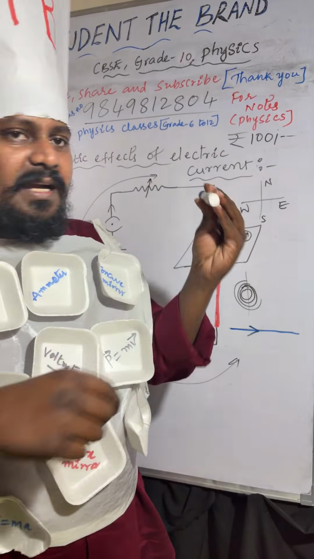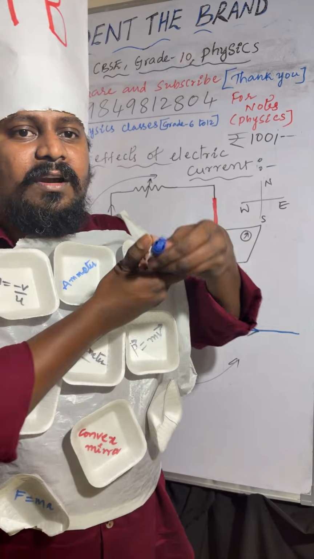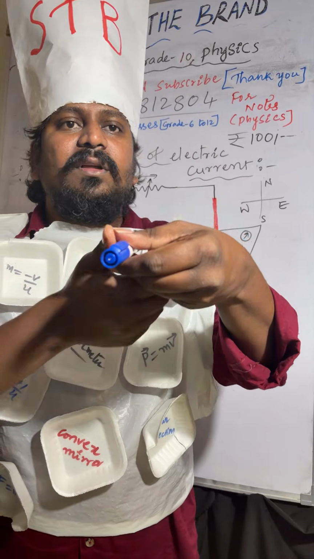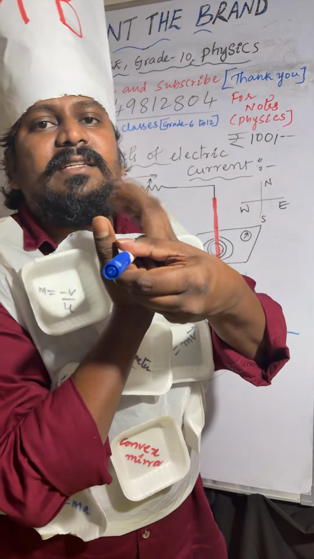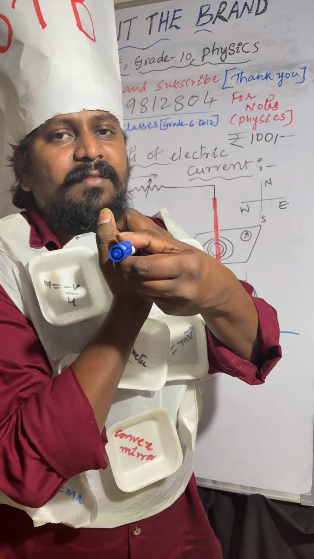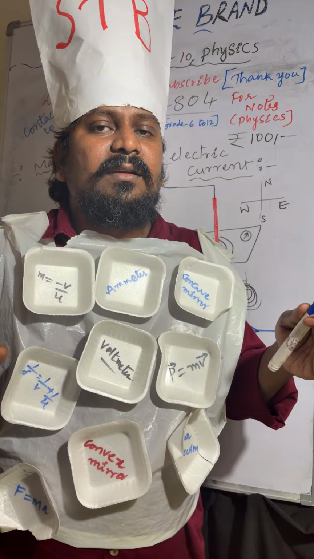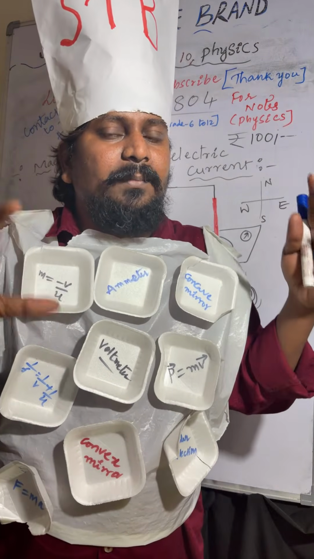Towards the board, if the current is going, then the magnetic field will be like this. If you are taking it like this towards you, you have to place the curly fingers like this, in the anti-clockwise direction. Very, very important, so you have to follow that. Understood? Once again I will explain briefly.